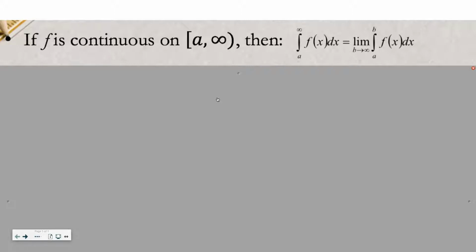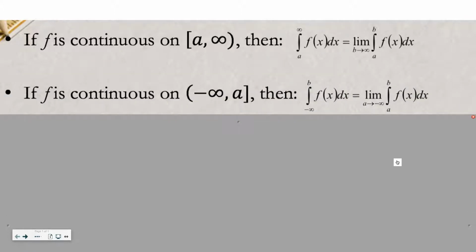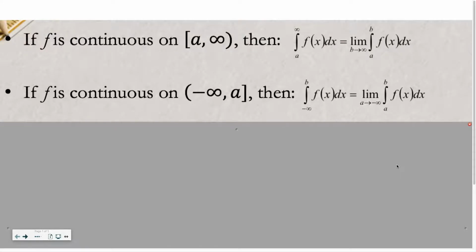If you have negative infinity as a limit of integration, same thing. We can just replace negative infinity with a letter and create a limit of that letter going to negative infinity.